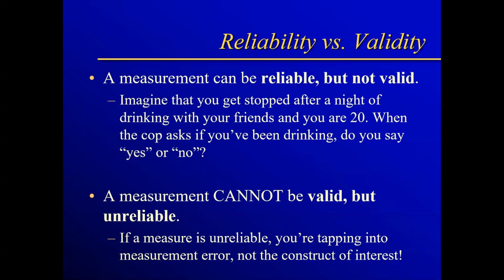However, a measurement cannot be valid but unreliable. If a measure is unreliable, you're tapping into measurement error, not necessarily what you're intending to measure. So if a measure is valid, it always has to be reliable. But a measure can be reliable but not valid.